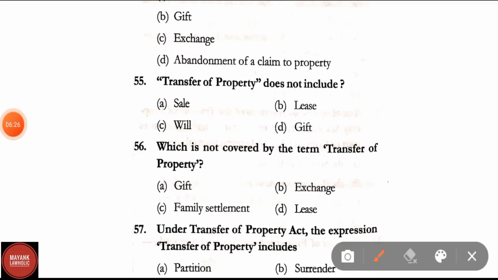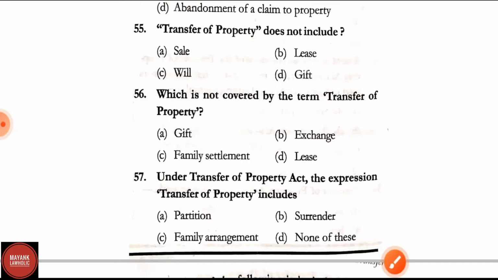Question number 55. Transfer of property does not include sale, lease, will, gift. Correct answer is option C, will. Will is not included in TPA. Will is included in Indian Succession Act.